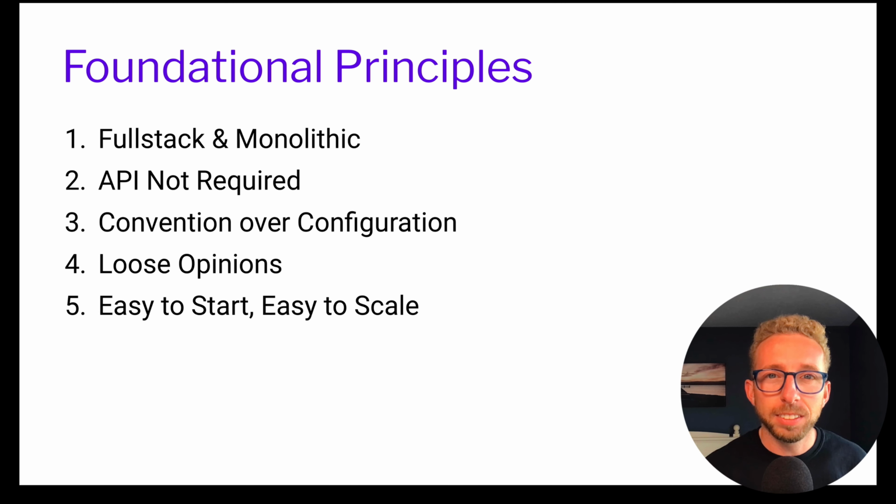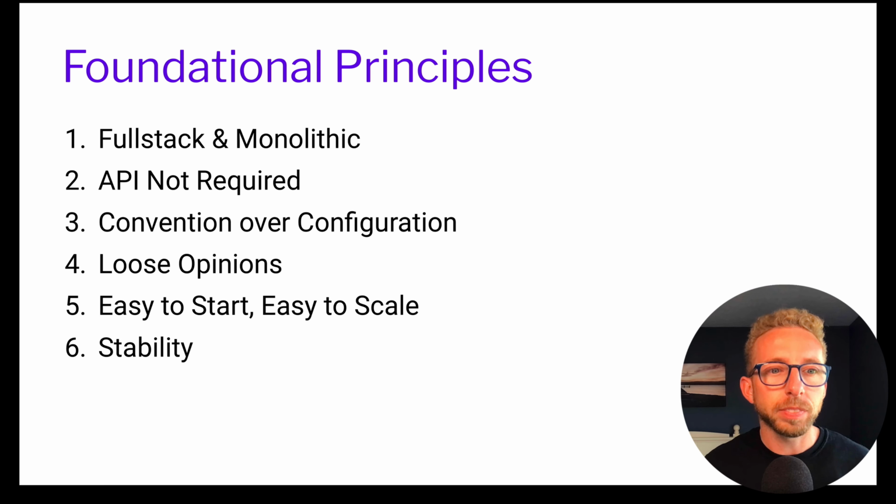Number 5, easy to start, easy to scale. We want it to be awesome for just little side projects, but all the way to building the next $1 trillion business. And we're optimizing Blitz for the entire spectrum. Stability, we care a lot about stability. And once we get to 1.0, we will implement some type of stable and predictable release cycle.